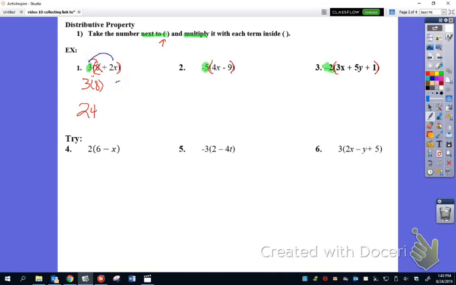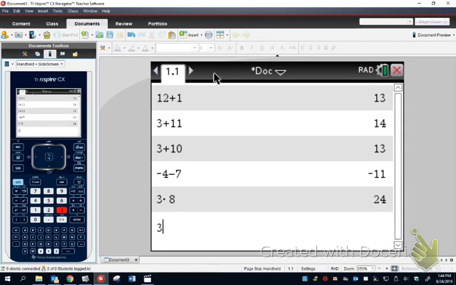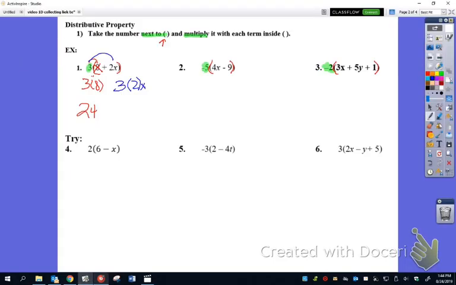But see, I still have that parentheses there, so now I have to do the next one. So you're gonna say 3 parentheses 2. And you know, the X you're not gonna put in the calculator, so you're gonna do 3 parentheses 2, enter, which is 6. So this is 6, and you just bring that X down, okay? Now what sign is it? Plus. So it's 24 plus 6X, you're done, okay? So let's try the next one.